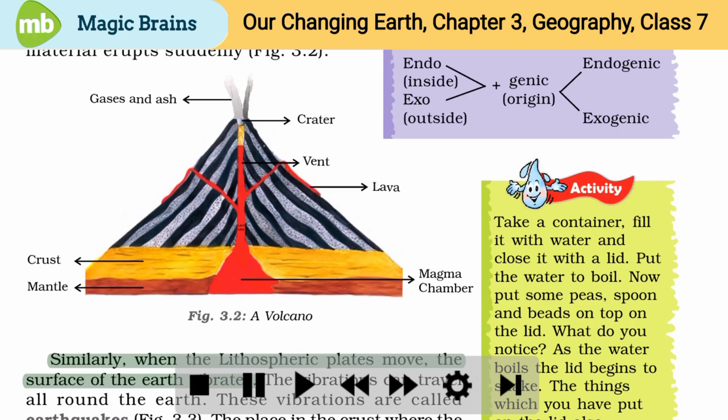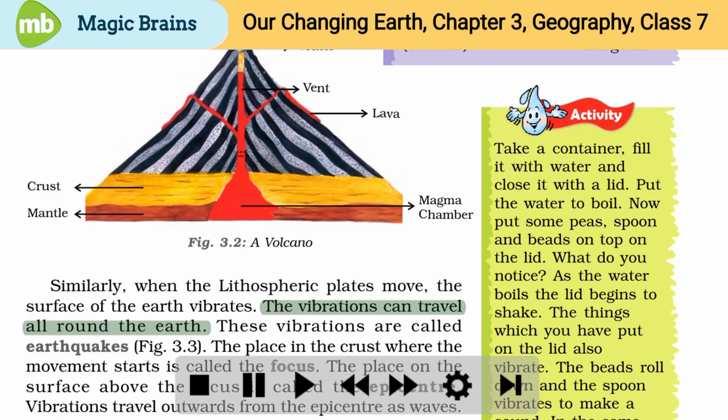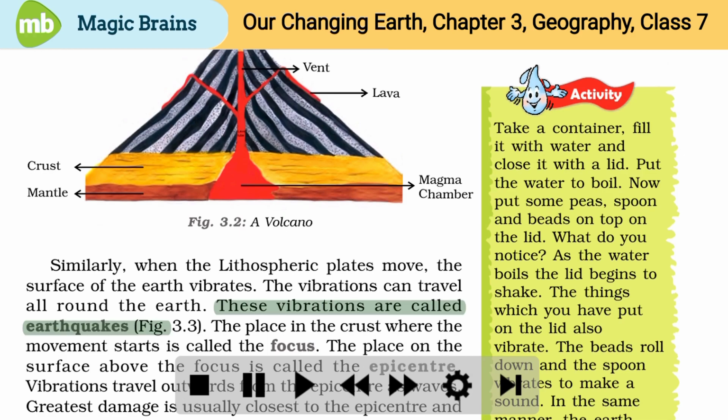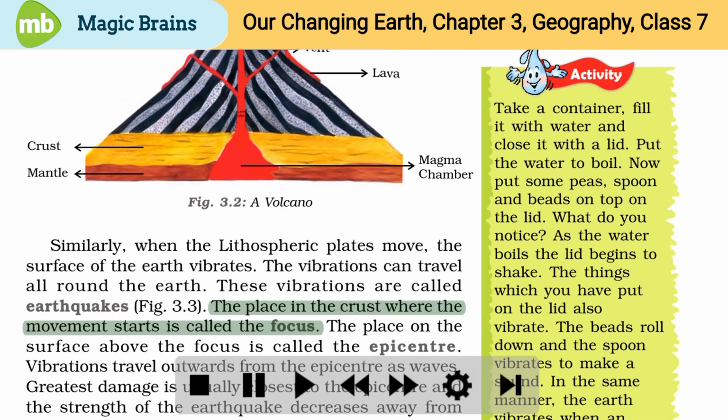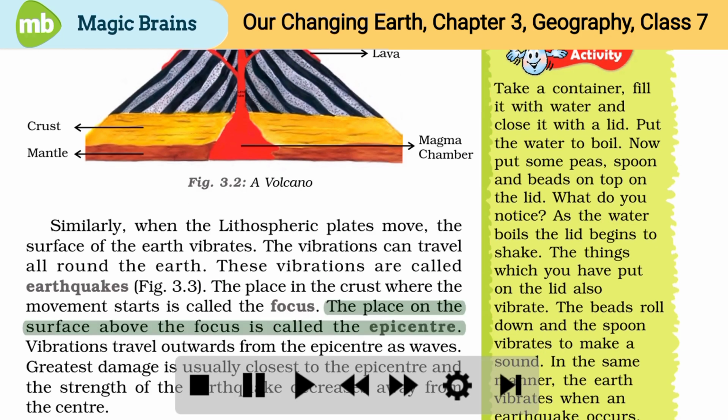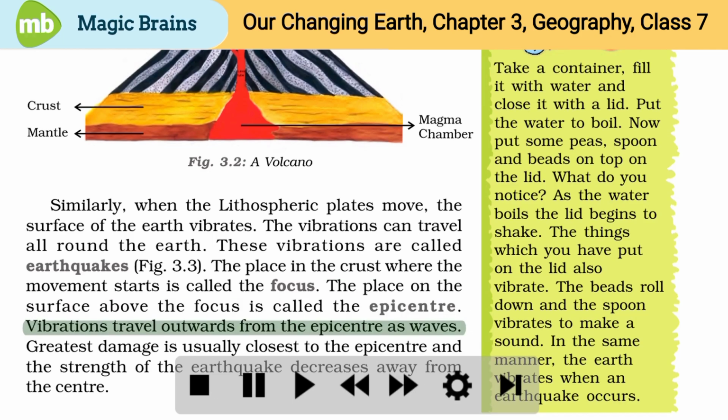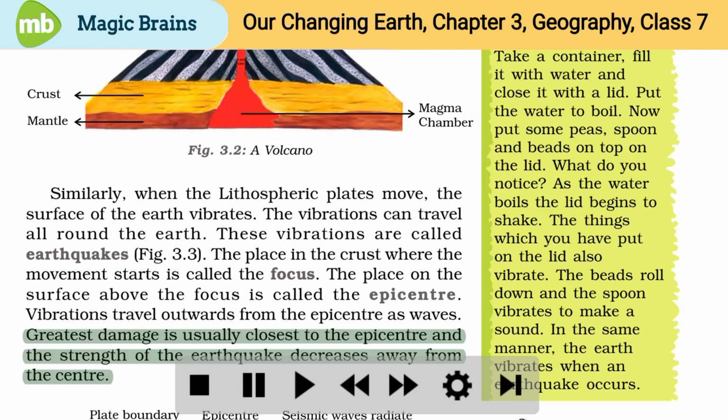Similarly, when the lithospheric plates move, the surface of the Earth vibrates. The vibrations can travel all round the Earth. These vibrations are called earthquakes. The place in the crust where the movement starts is called the focus. The place on the surface above the focus is called the epicenter. Vibrations travel outwards from the epicenter as waves. Greatest damage is usually closest to the epicenter, and the strength of the earthquake decreases away from the center.